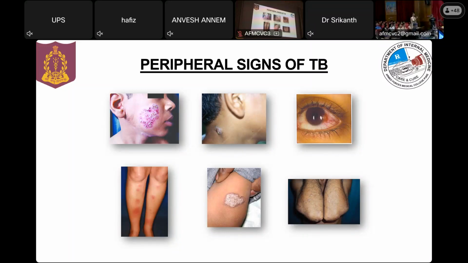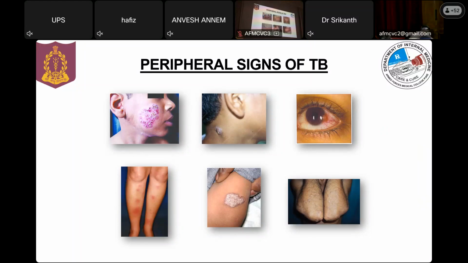Okay. What is this? Conjunctivitis. Which conjunctivitis? Phlyctenular conjunctivitis. Good. Yeah, try. So what are these lesions? Erythema nodosum, sir. Very good. What is this? Verrucosa cutis. Okay, and papulonecrotic tuberculid. Excellent. Good. Take your seat.